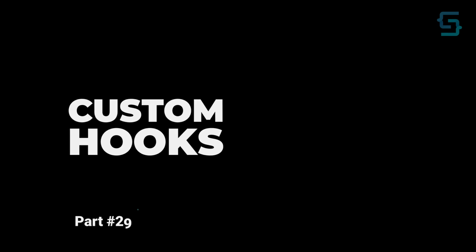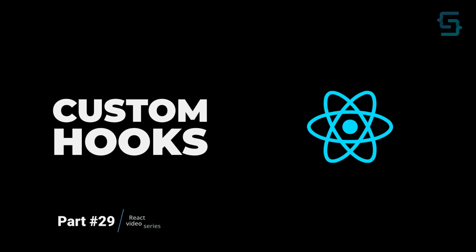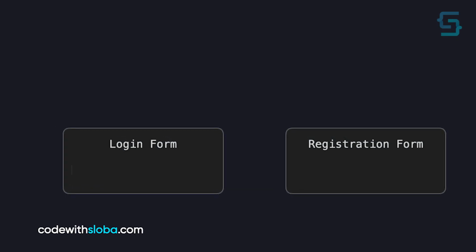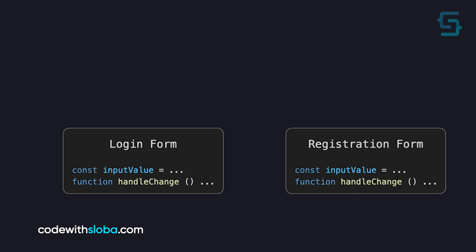Hi, in this tutorial, we're gonna learn how to create custom hooks and reuse your components logic. Let's imagine that we have login and registration form components. And both of these components have code for initializing the values of the input fields. And at the same time, both of these components have code for handling input changes. So for every single form element, we have a value initializer and a function that updates the value.